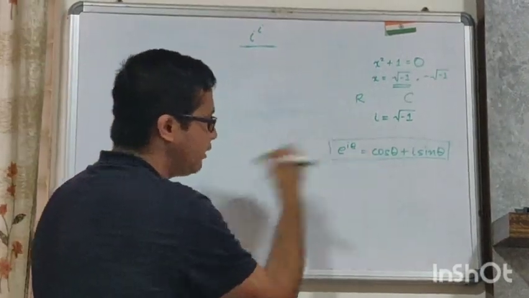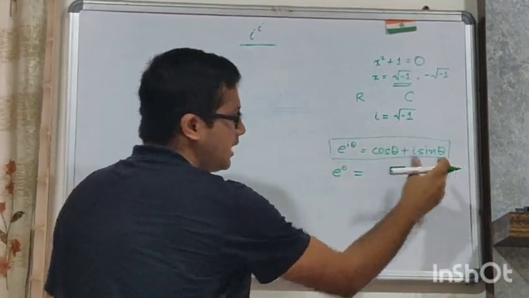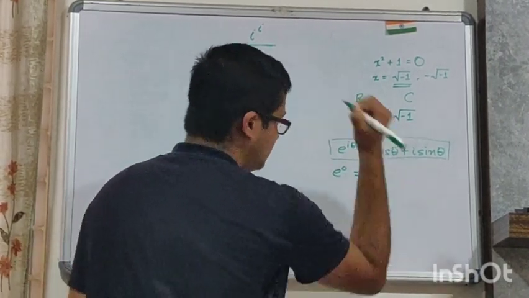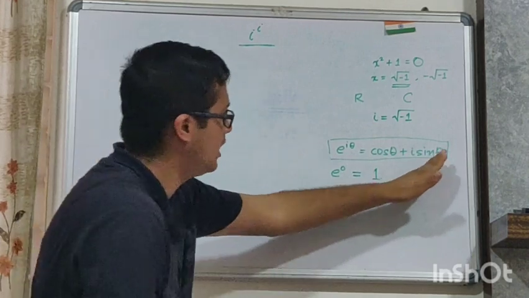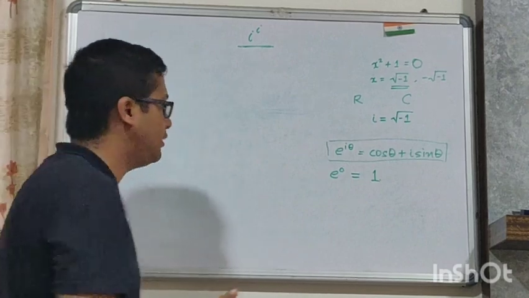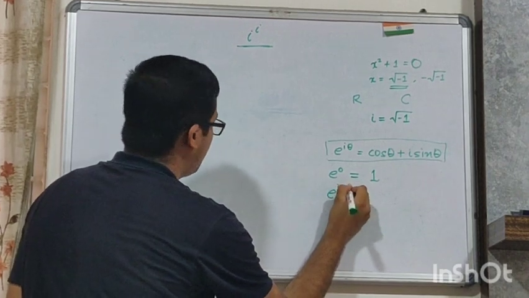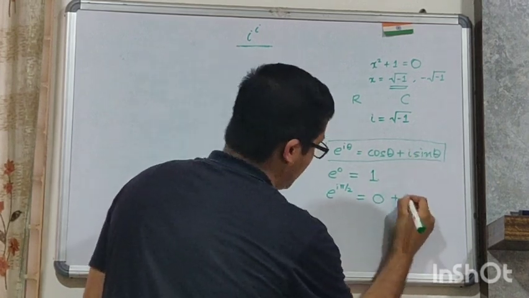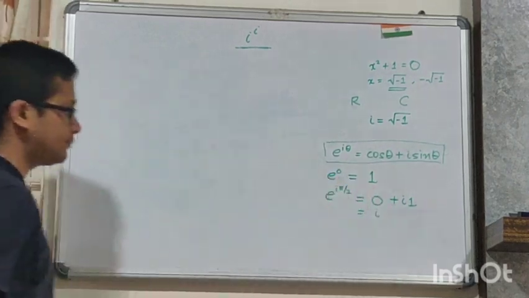Let us substitute theta equal to 0. That is e power 0, which is equal to cos of 0 plus I times sin of 0. Sin of 0 is obviously 0 and cos of 0 is 1. So e power 0 is 1. Now let us substitute a value for which we get 0 for the real part. Cos theta is 0 when theta is pi by 2. So substituting theta equal to pi by 2, the left hand side is e power I pi by 2, which equals cos pi by 2 that is 0, plus I times sin pi by 2 that is 1. So e power I pi by 2 is nothing but I.